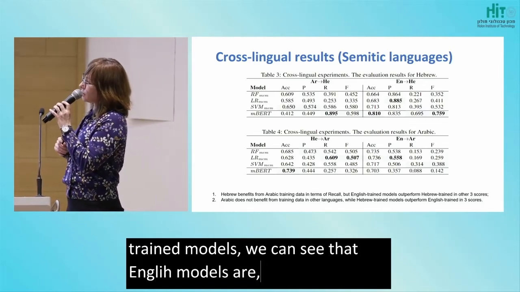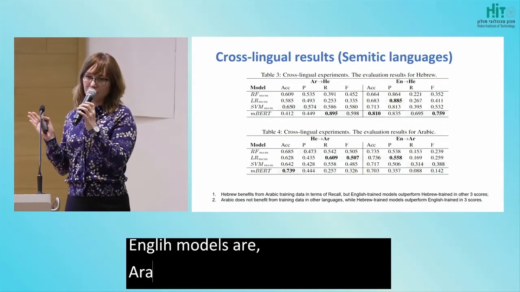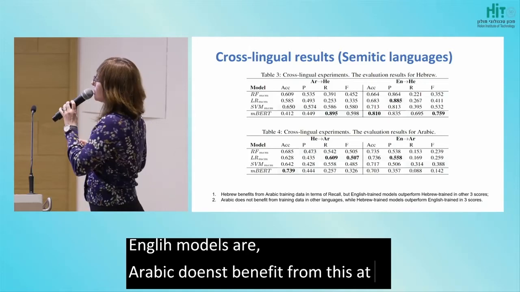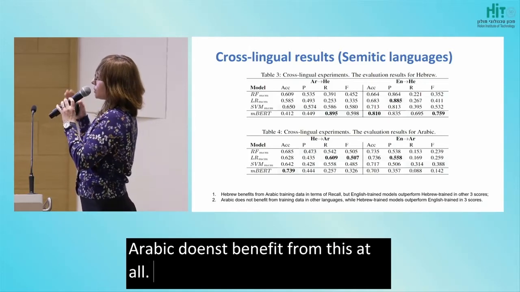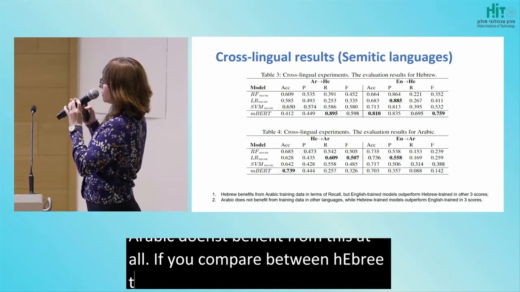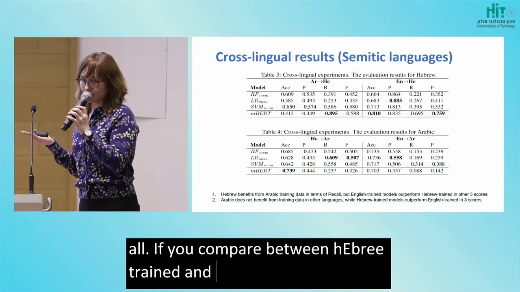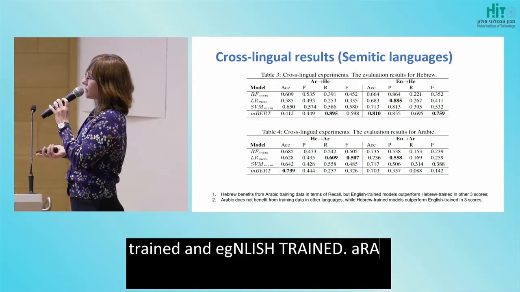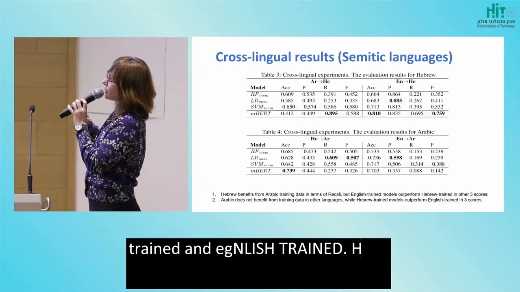Arabic doesn't benefit from training data in Hebrew, actually in any other language. But if we compare between Hebrew-trained and English-trained, Hebrew-trained outperforms English-trained. So if we need to choose, we will choose Hebrew for training models for Arabic analysis.